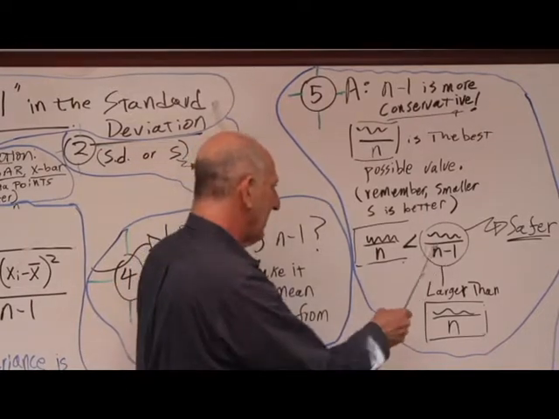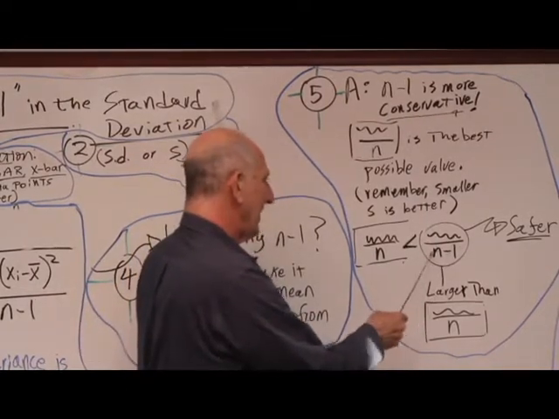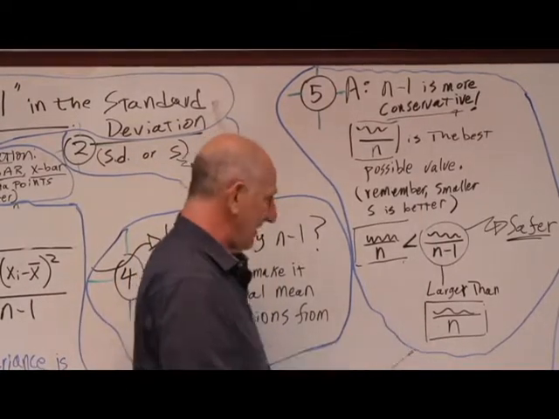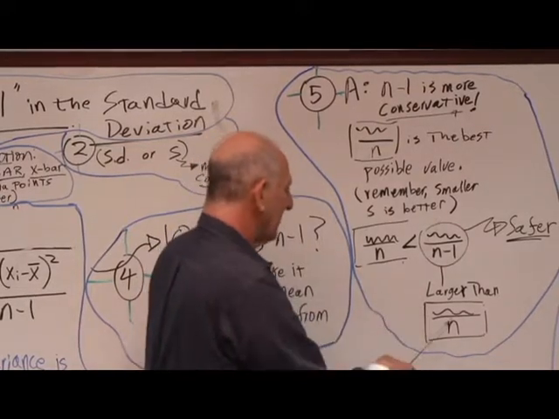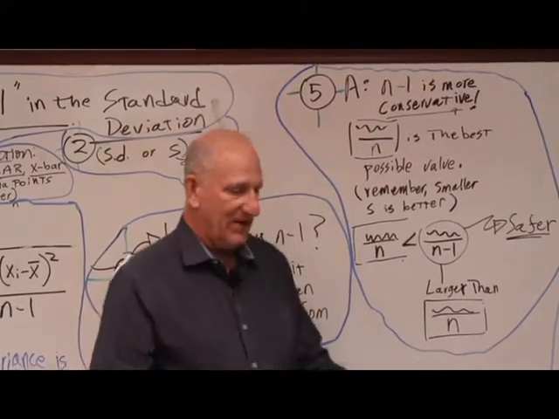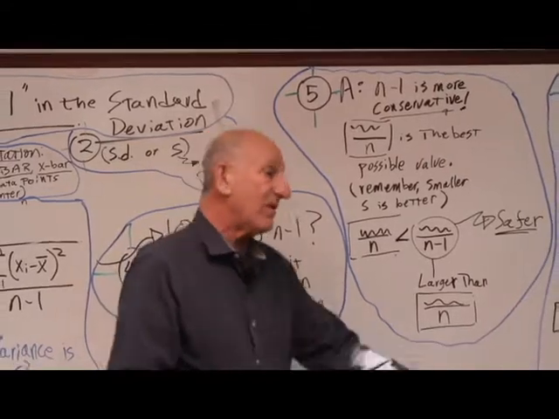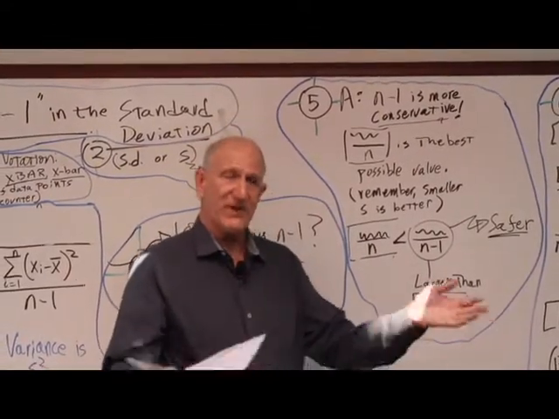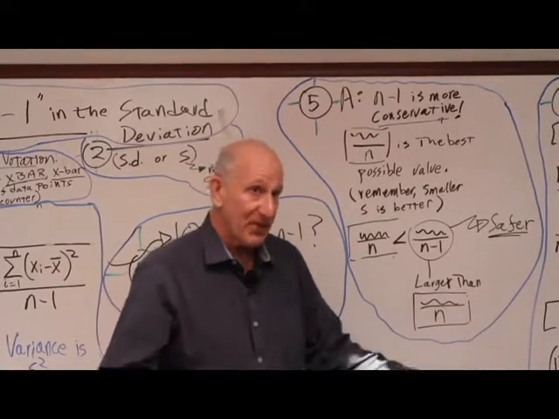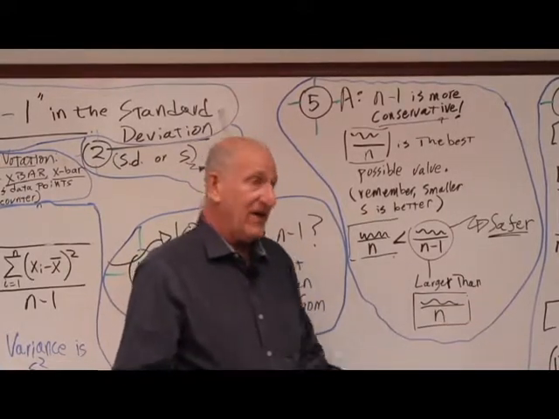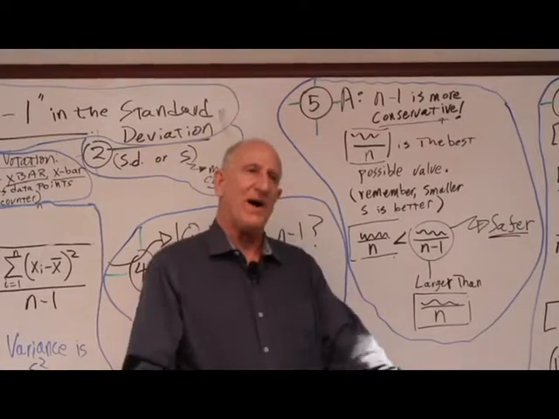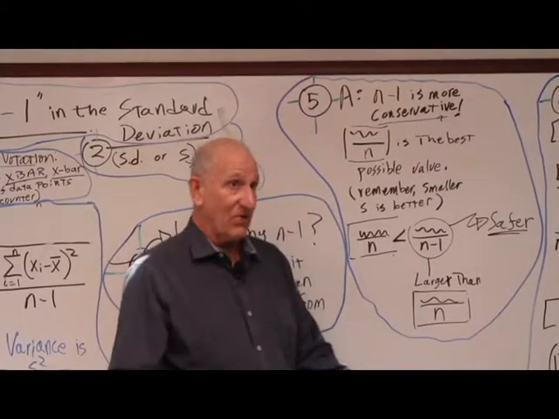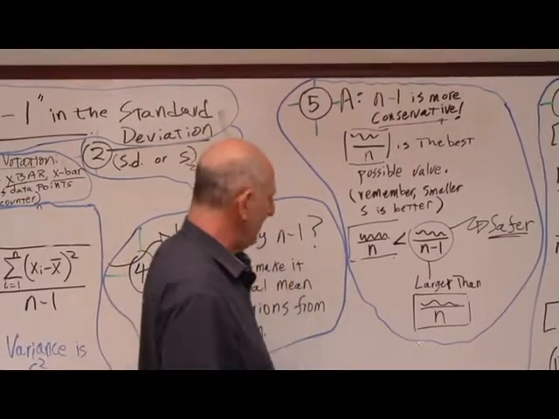Again, it's because having n-1 in the denominator gives you a resulting number that is larger than having n in the denominator, and that's more conservative because smaller numbers are better. So if we report a slightly larger number, we can say, well, this is a reasonable number for the standard deviation, rather than we're going to assume the best possible situation or story around calculating the standard deviation.